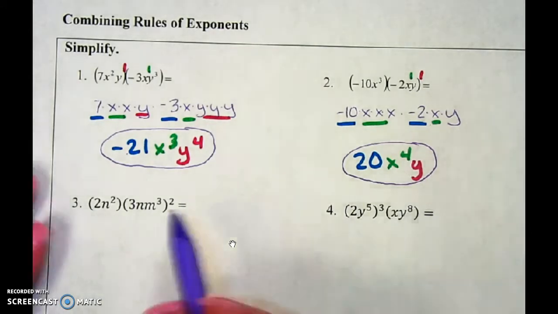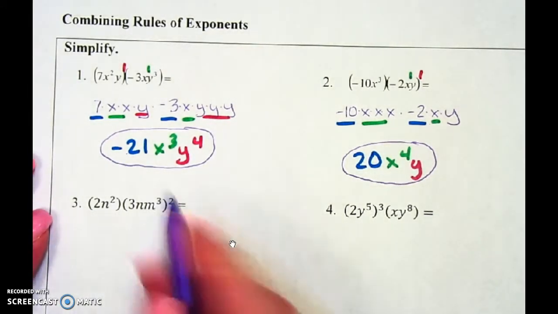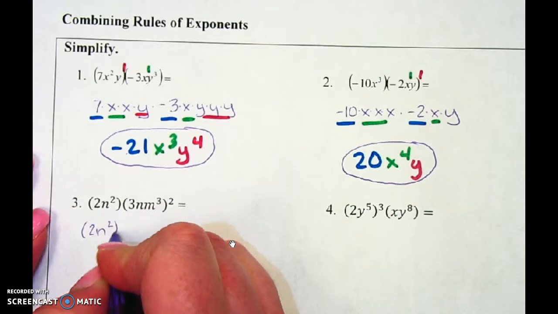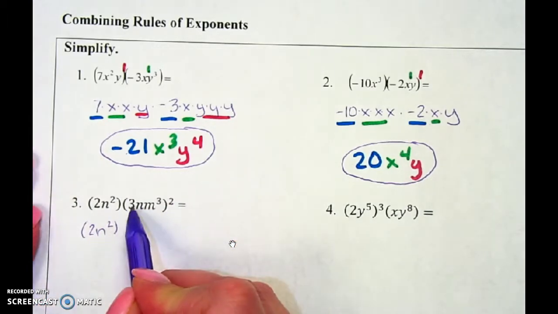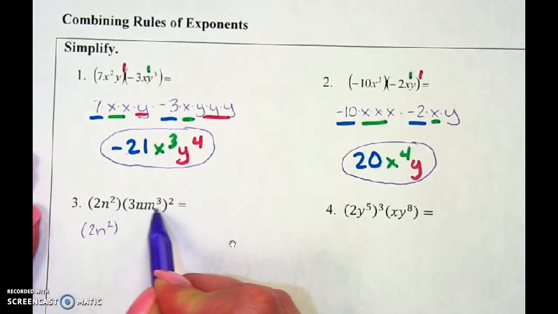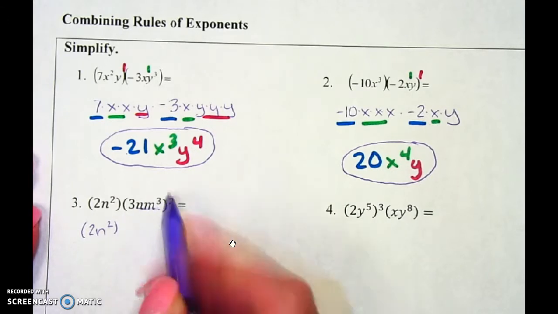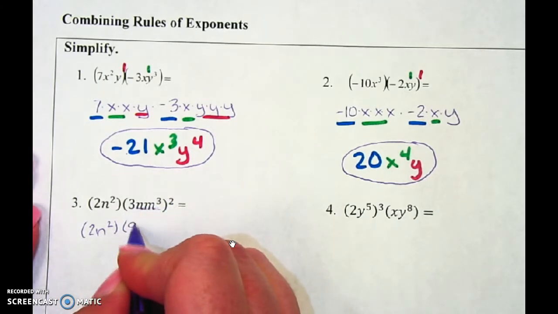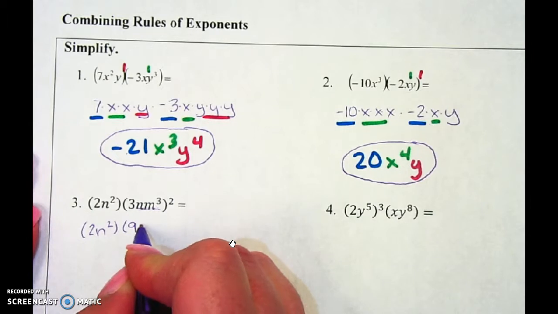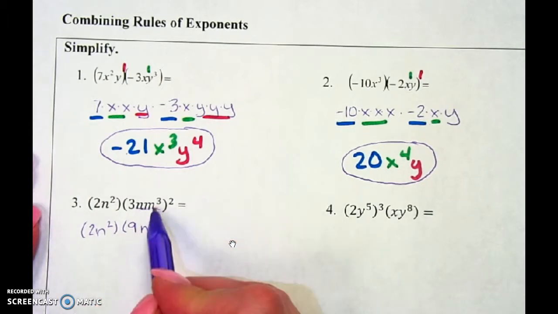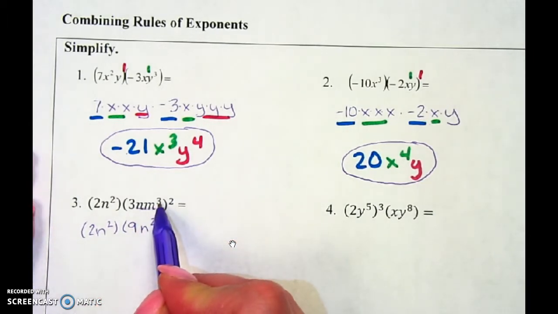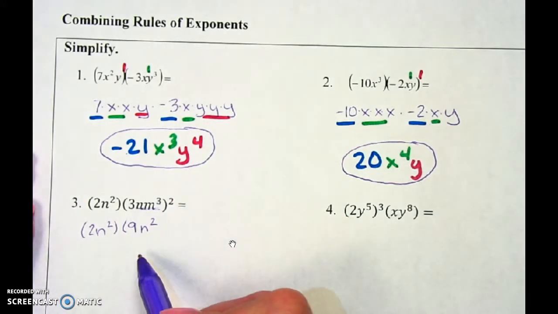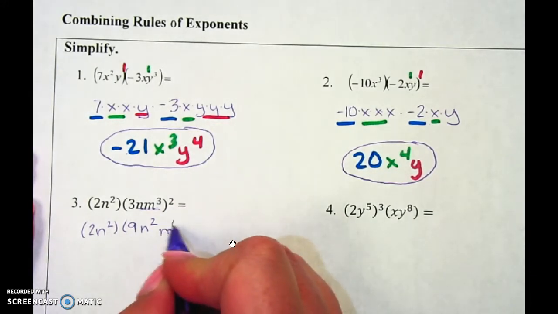All right, this next one, we're going to add one more step. So before we start, I have 2n squared. This square up here means that I have this whole thing happening twice. So 3 squared, 3 times 3 would be 9. n squared, so n times n. And then m to the third, and that's got squared. So I had 3 m's and 3 m's, makes m to the 6th.